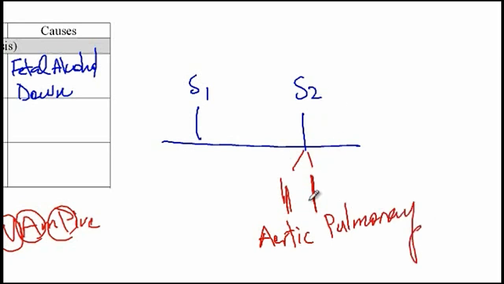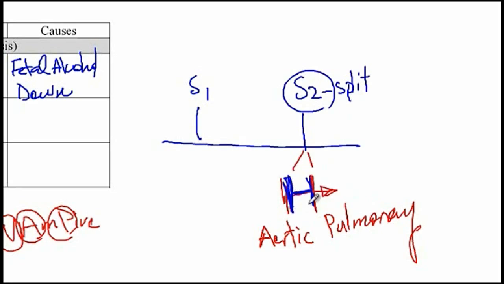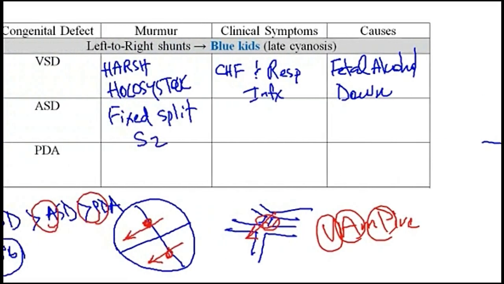Normally when someone takes a deep breath, because there would be more blood flow into the right ventricle and thus more blood flow into the pulmonary vessels, it takes longer for the pulmonary valve to close, so this distance increases. In patients with ASD, however, the S2 split is fixed, so no matter whether you're taking a deep breath or not, the distance between these two sounds is fixed. So let's go back here.